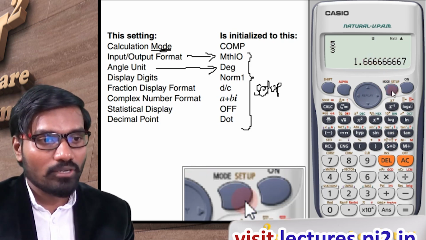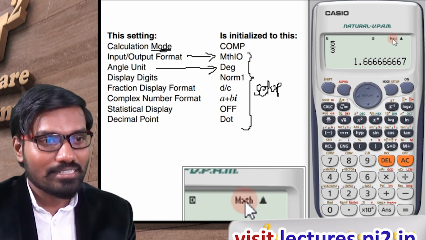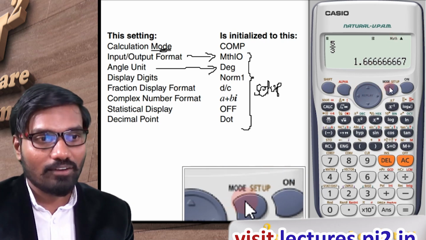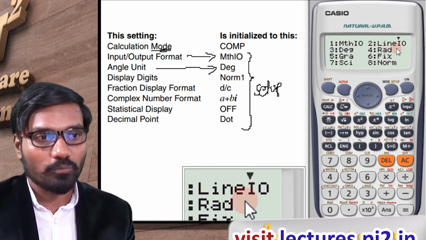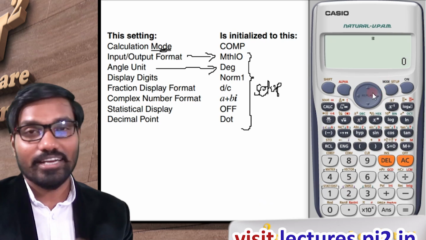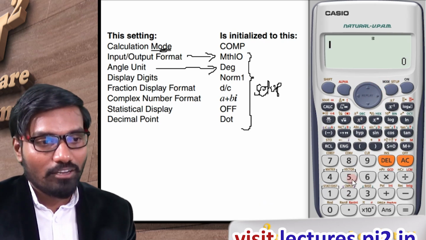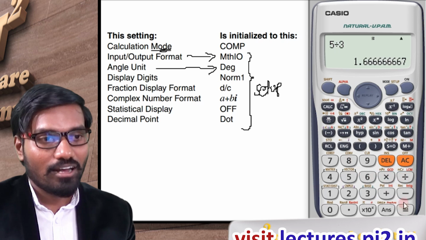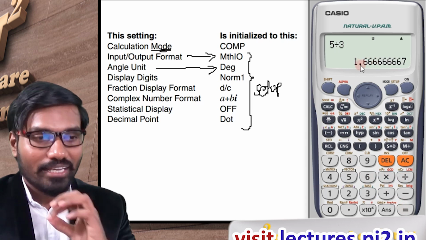Okay, now calculator is in, here it's clearly given math mode. Now let's change it to line IO. Line IO, number 2, you hit number 2. Now it is in line IO. Now if I enter 5 by 3, answer will be directly displayed in line output.